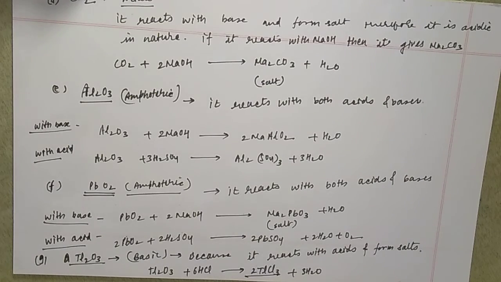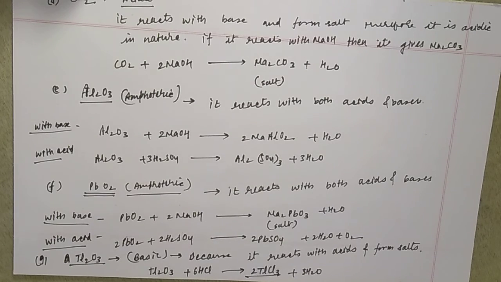So this is all we understood, how to understand if anything is acidic or basic. If something is acidic, we have to treat it with a base, and we will find the salt. If anything is basic, we have to treat it with an acid, and then we will find the salt. And if it is amphoteric, then we have to show the reaction with both acids and bases, and it will give the respective salts. And if it is neutral, it will not react at all with acid and base.